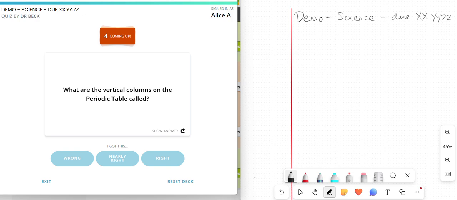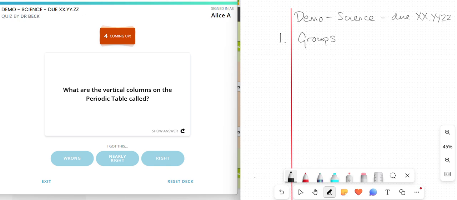So here we go with our first question. We need to remember the answer for this, usually based upon recent learning in class or previous learning from a previous term, or indeed a previous year. Question 1 then, what are the vertical columns on the periodic table called? Well, this is some chemistry, and I remember from year 8 that these are called the groups.